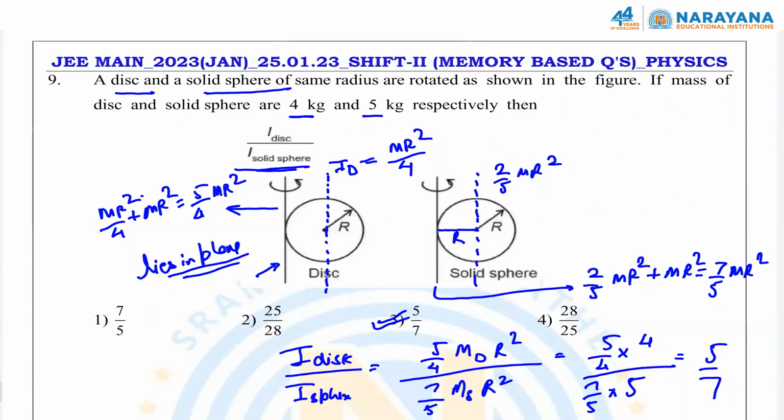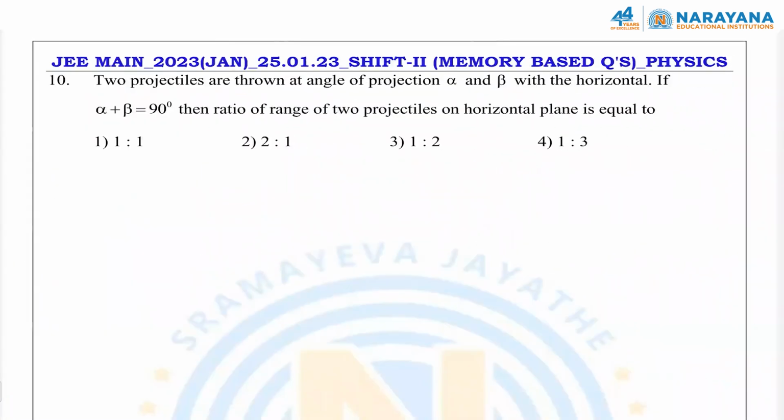Right. So let's go to the next question. Oh, that is a pretty straightforward question. Two projectiles are fired at an angle of projection alpha and beta, and alpha plus beta is 90 degree. So alpha plus beta is 90 degree. That means complementary angles, na?